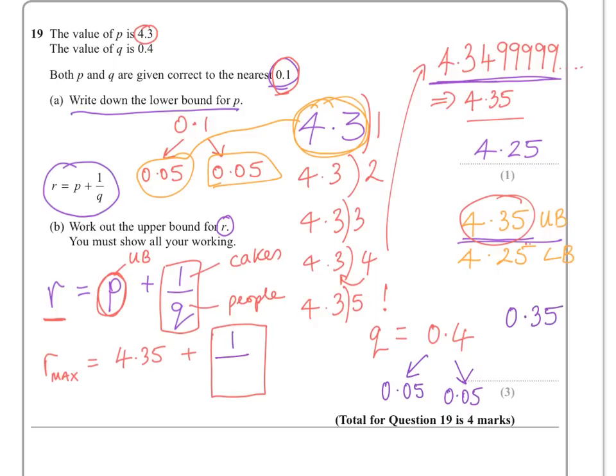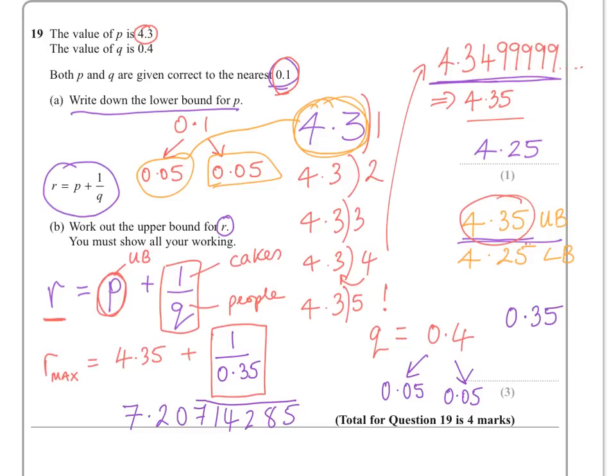So we've got 1 divided by 0.35. Now I'm going to do that on my calculator and see what we get. So we're going to have 4.35 plus 1 divided by 0.35, and my calculator says 7.20714285, and I believe that that's going to be recurring, this part here. It doesn't really matter if you spot that or not.